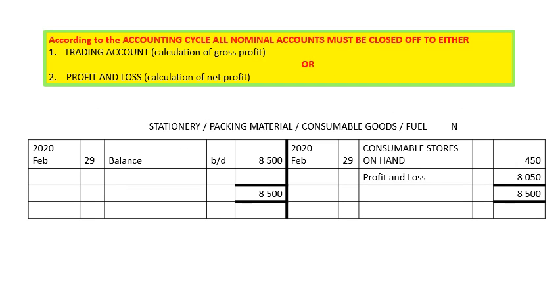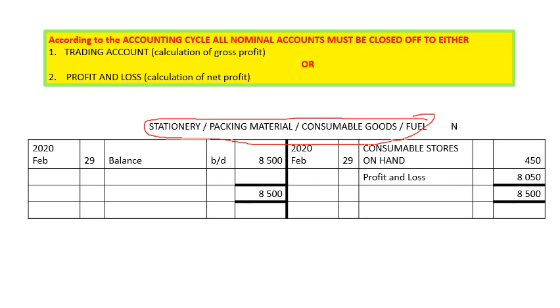Then according to the accounting cycle, you know that all nominal accounts must be closed off to either the trading account if you calculate the gross profit or profit and loss if you calculate the net profit. Net profit, remember, is your gross profit plus all your incomes minus all the expenses. These accounts are expense accounts, which means it will be closed off to profit and loss.